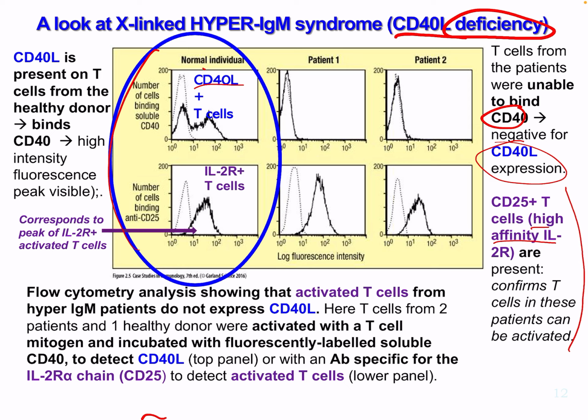So we have flow cytometry analysis showing that activated T cells, in purple here, from hyper IgM patients do not express CD40 ligand. Here, T cells from 2 patients and 1 healthy donor were activated with a T cell mitogen and incubated with fluorescently labeled soluble CD40 to detect CD40 ligand, or with antibody specific for the IL-2 receptor alpha chain to detect activated T cells.